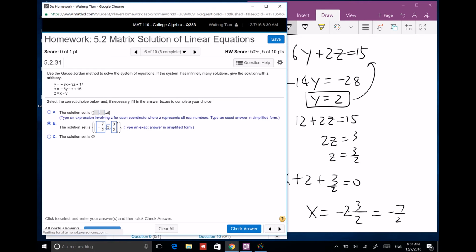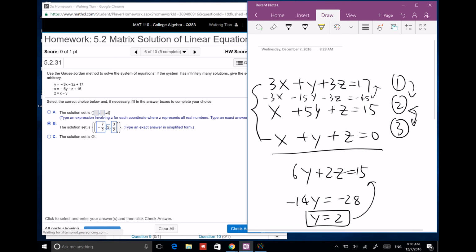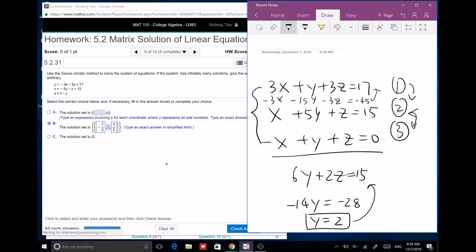Let me just double check it again. You add x plus 5y plus z equals 15, negative x plus y plus z equals 0, 3x plus y plus 3z equals 17. So you add these first two equations together. Negative 14y equals negative 28. Y equals positive 2. That's right.